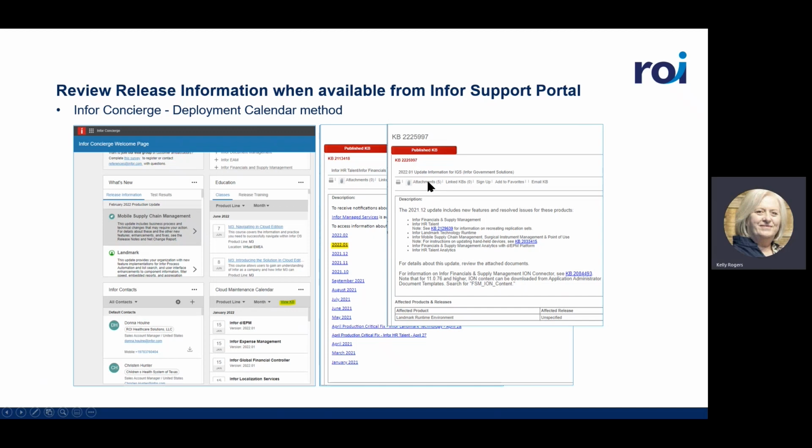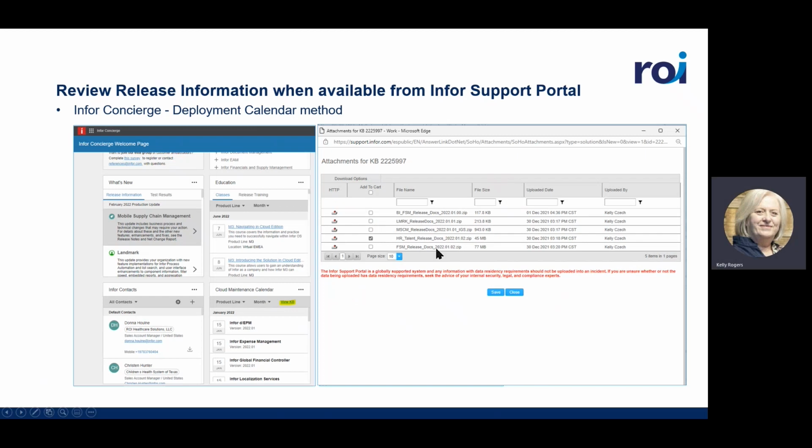If you click on the Attachments tab, you'll get to your attachment file section, and we want to download the HR talent release documents, which will be a compressed zip file. So if I click on the download options for HTTP, it will download the compressed zip file again to the downloads folder of my local computer.